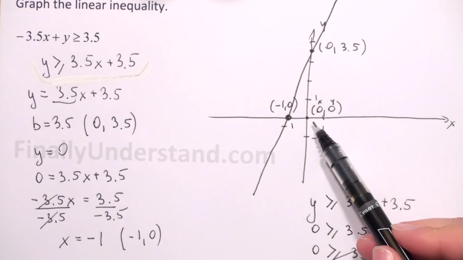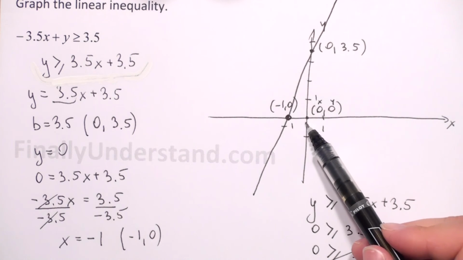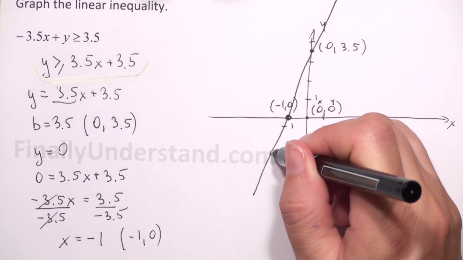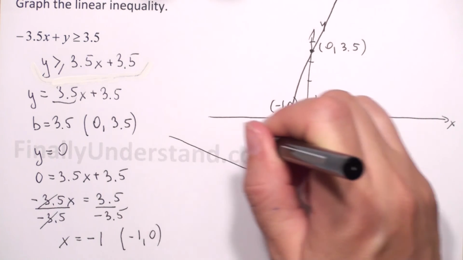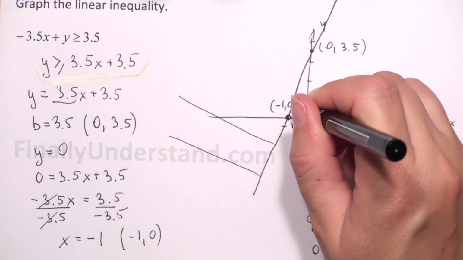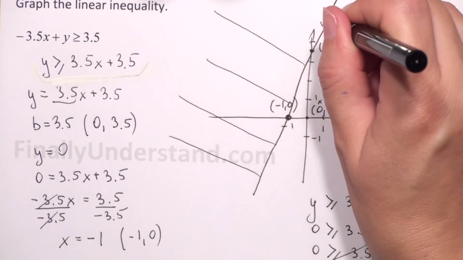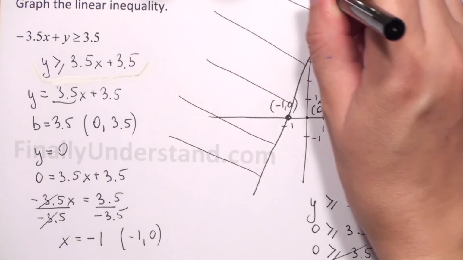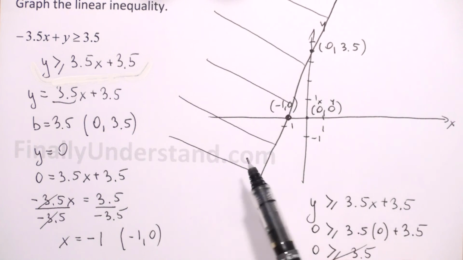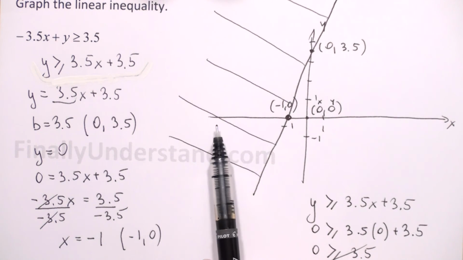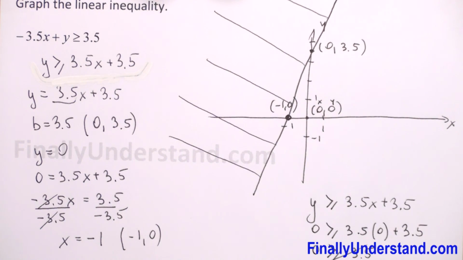It means that point 0, 0 does not belong to our solution. So it means we have to shade the other part. This half of plane belongs to our solution. This is my solution.